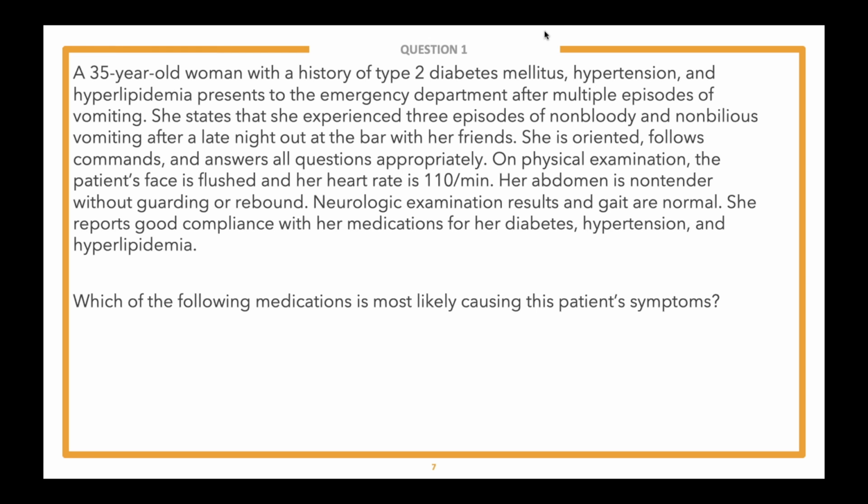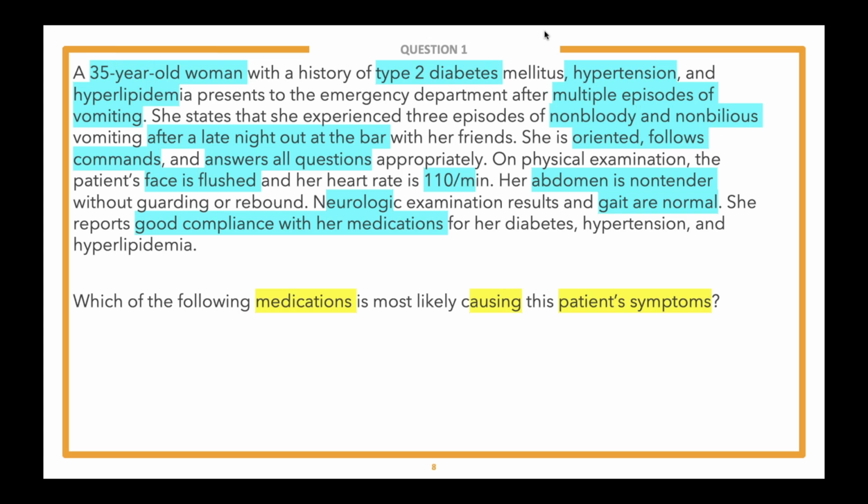So demographics is first. And then past medical history. They give us here that she has some of the more chronic medical conditions: diabetes, hypertension, hyperlipidemia. We know why she came to the emergency room, and that's important. They also give us some descriptors about the vomiting, so that's going to be important. They gave us some potential associations as well.